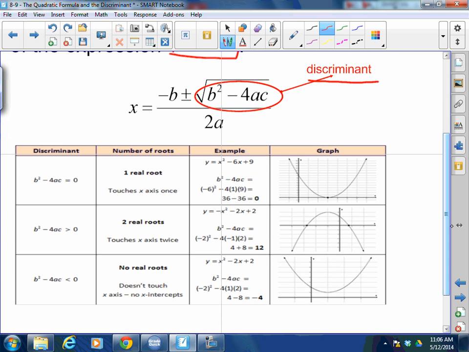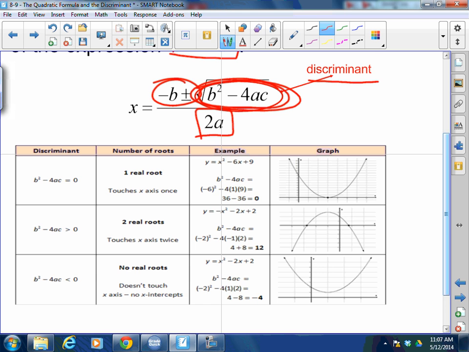When you plug in the values into b squared minus 4ac, you don't have to worry about the square root. You don't have to worry about this over here. When you're trying to determine how many solutions a quadratic function has, all you've got to use is the discriminant, which is b squared minus 4ac. How does it work?